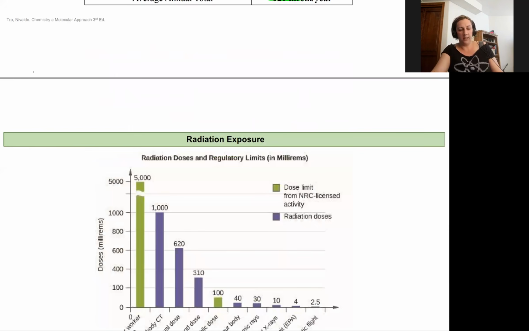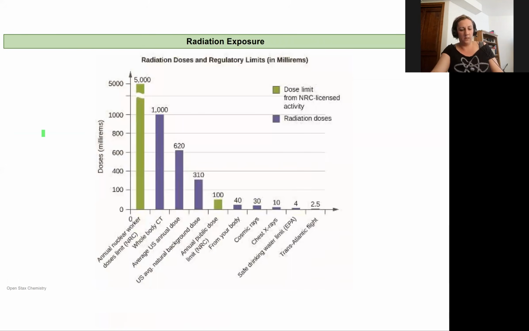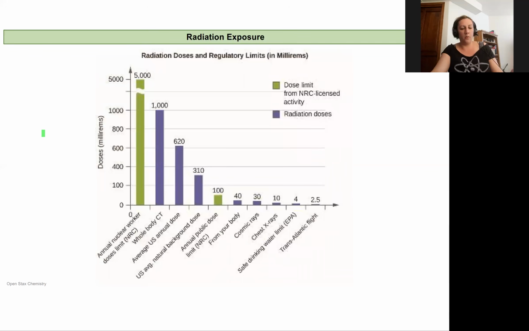Let's compare this. The dose limit from Nuclear Regulatory Commission licensed activity, so running a nuclear reactor: if you work at a nuclear reactor, it's been decided that your annual dose as a worker at a nuclear reactor is going to be 5,000 millirems per year. That's a lot compared to the 620 that we just calculated for an average dose for a person throughout the year.